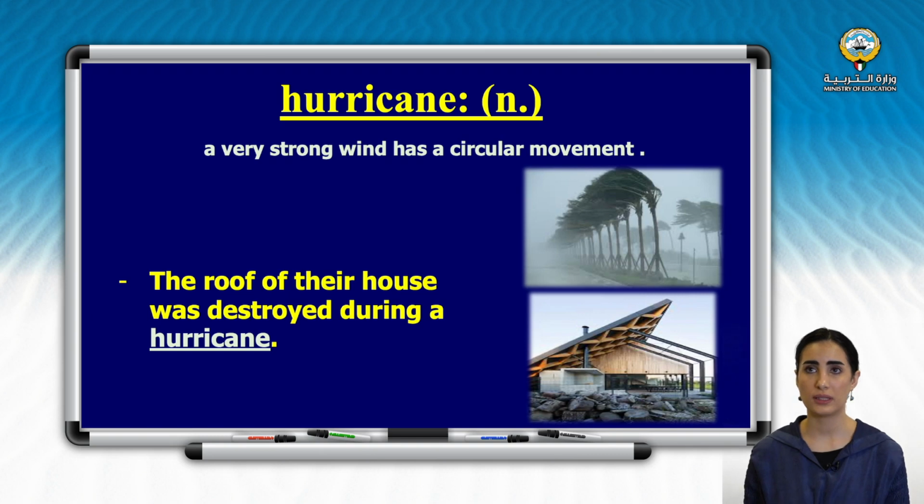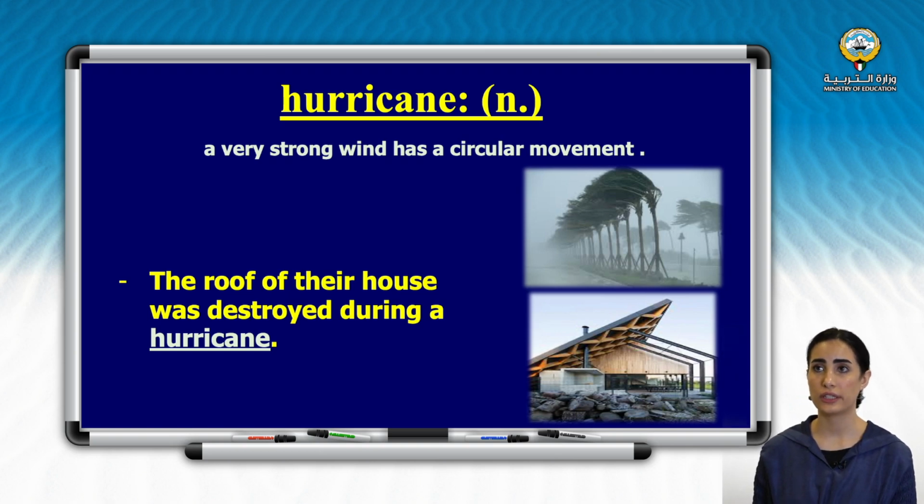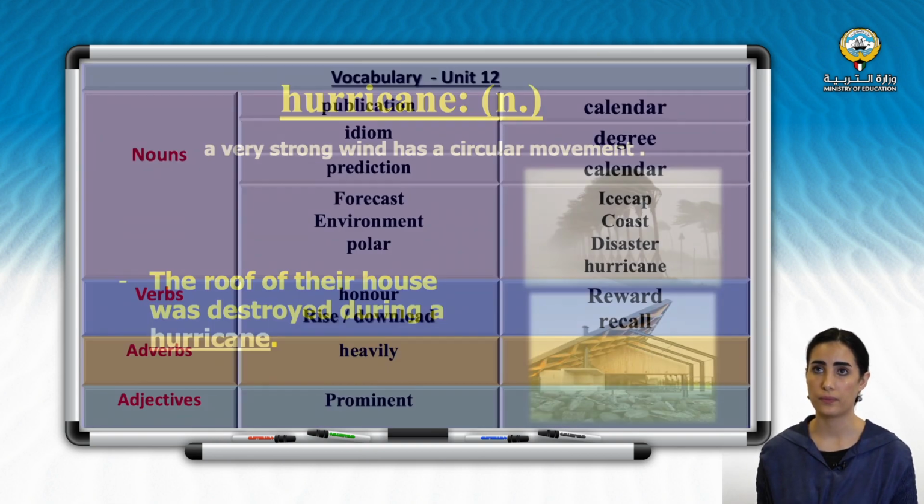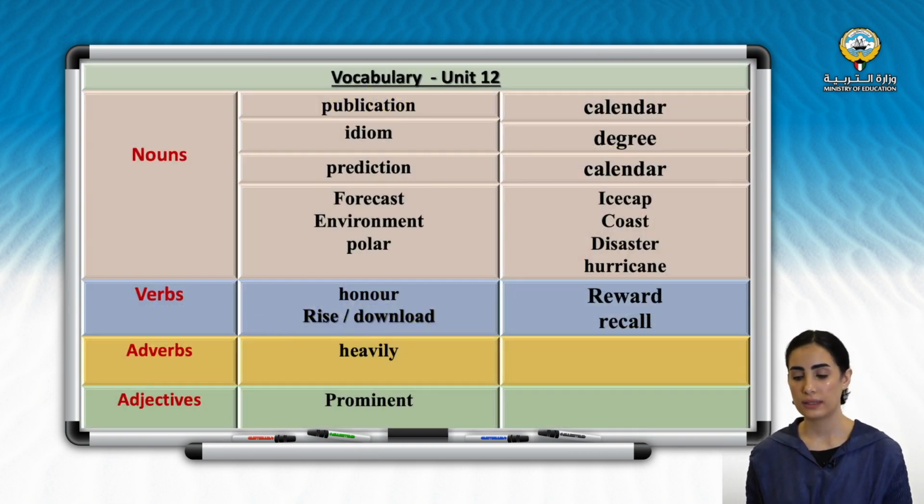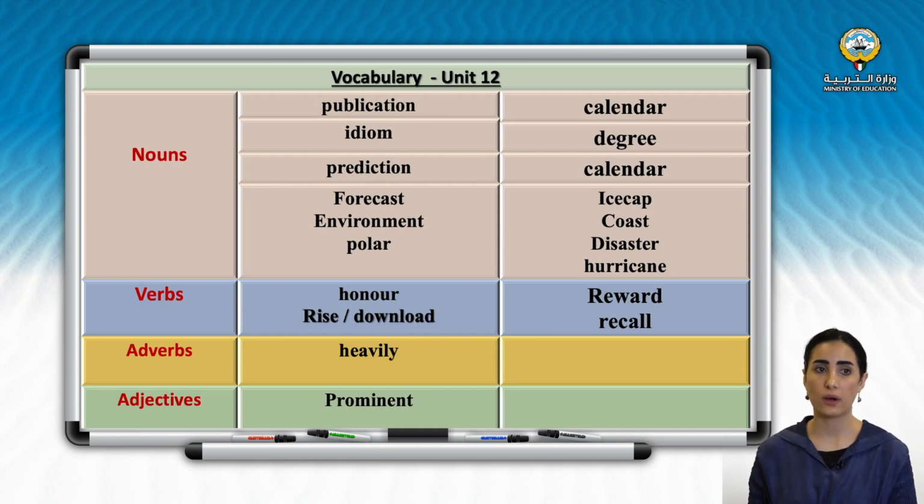So as you can see in the picture, it's a very strong wind that has a circular movement. So very strong stormy wind that can destroy houses. Now we just ended the vocabulary words of Unit 12. We summarized all the words here in the chart from nouns, verbs, adverbs, and adjectives.